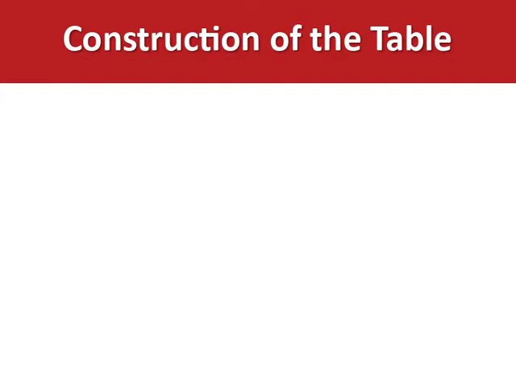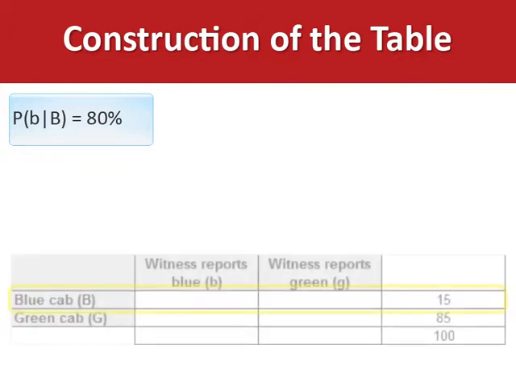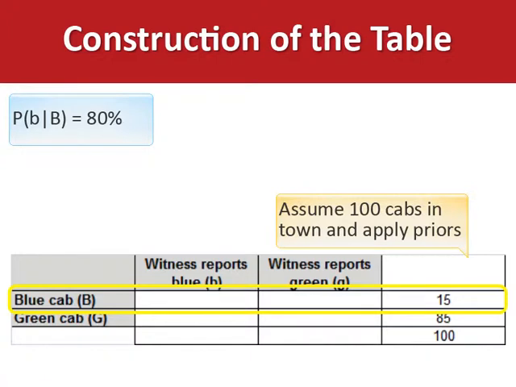So let's construct the contingency table based on what we know. We know from our evidence that the probability that the witness reports blue given the cab is actually blue is 80%. So we can limit our attention to the row of the contingency table in which we know the cab is blue, big B.